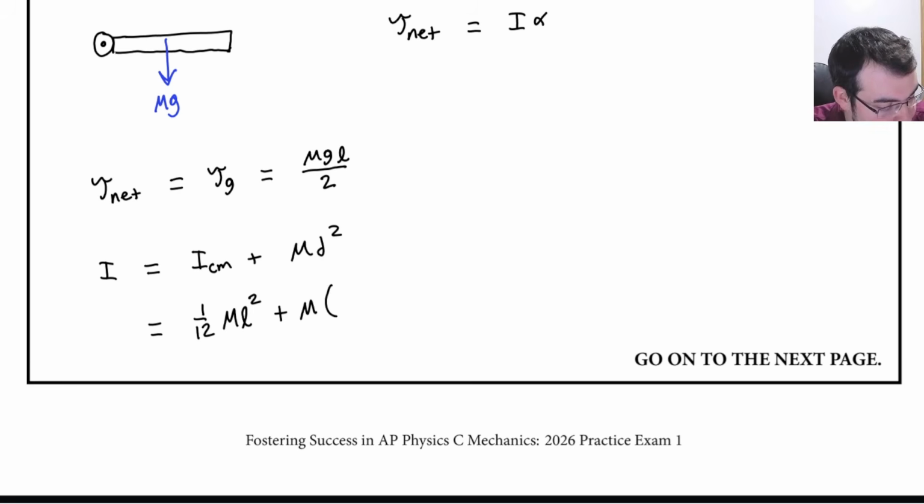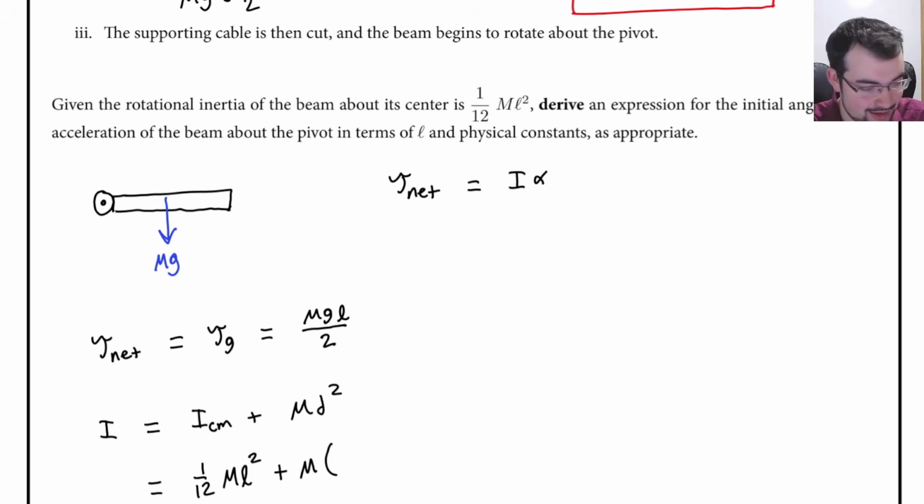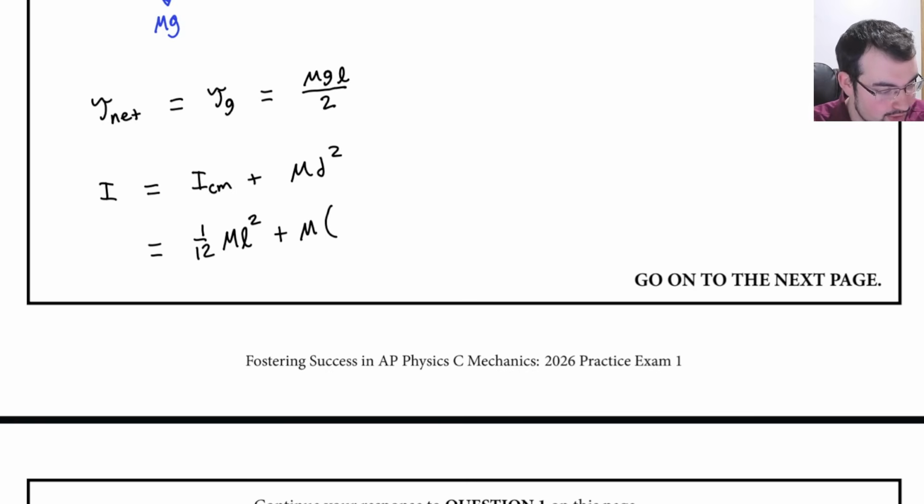We were given the center of mass rotational inertia, if that was our pivot, is 1/12 ml squared. And then d: how far away am I from the center of mass if I'm not pivoting at the center, but instead at one of the ends? Well, that's just half the length, so that would be L over 2, all squared.